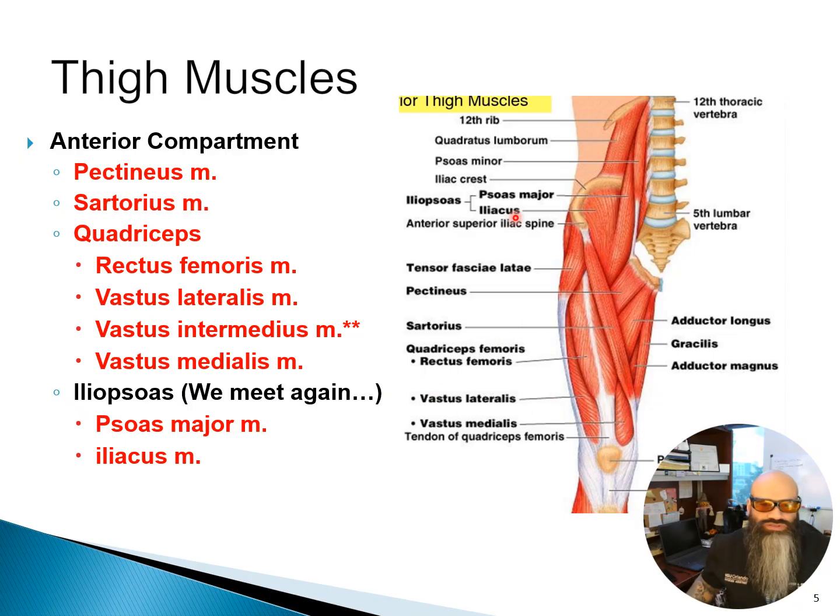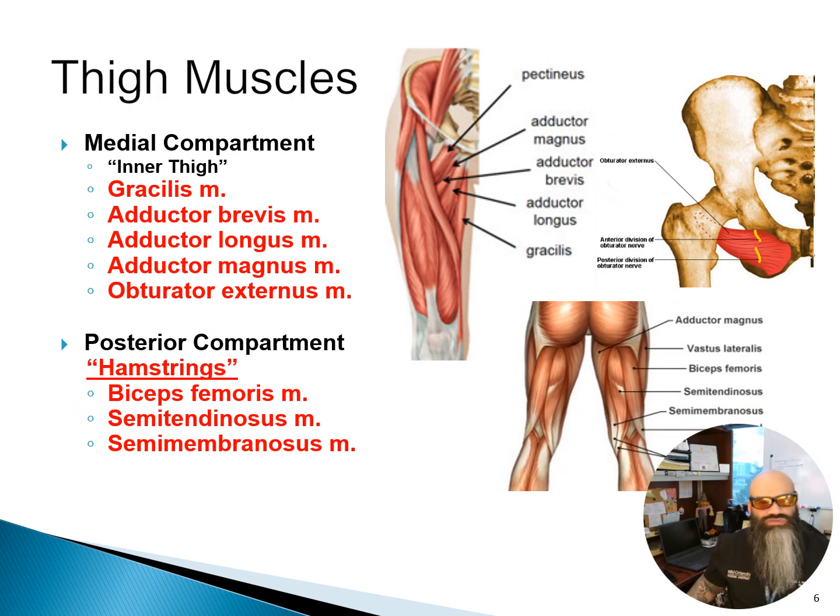And then you have your iliopsoas group right over here. Iliacus originates from the iliac crest and inserts on the lesser trochanter of the femur. And psoas major originates from the transverse processes of the lumbar vertebrae and inserts down into the lesser trochanter for the action of hip flexion. These muscles we've gone over several times already in the last few presentations.